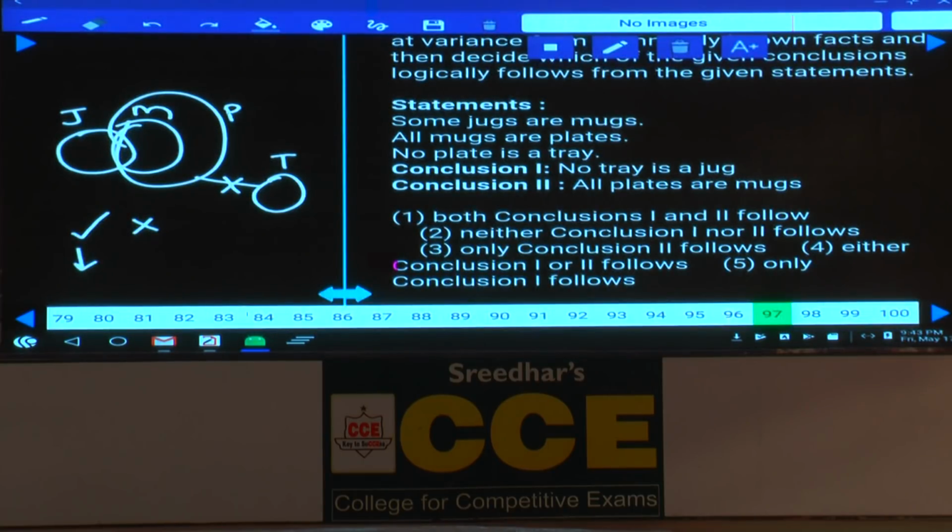Now to make this one false, we need to prove its complementary pair, that is some trays are jugs. Some trays are jugs means tray and jug must overlap like this. Is it possible to draw like this? Yes. Hence the alternate diagram is proven and the previous conclusion is false. After making the previous conclusion false, now we check the affirmative conclusion which was false in the basic diagram. All plates are mugs, now also it is false. Hence the answer is neither 1 nor 2, choice 2.